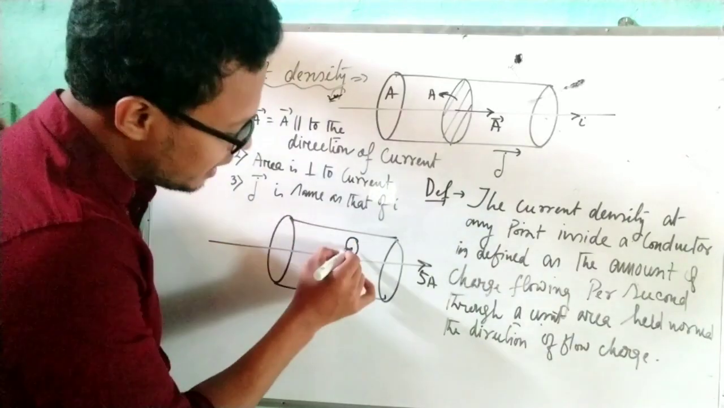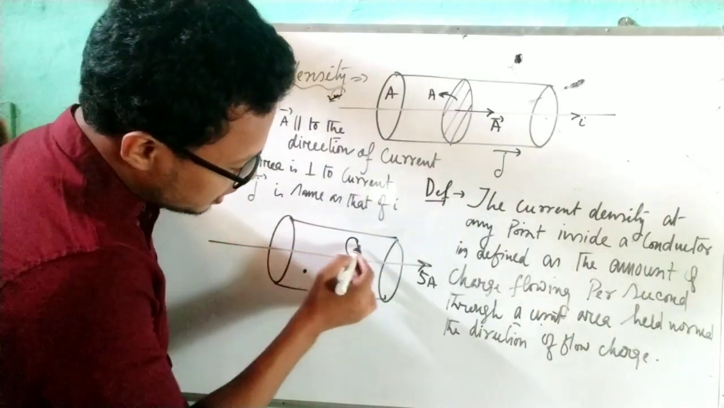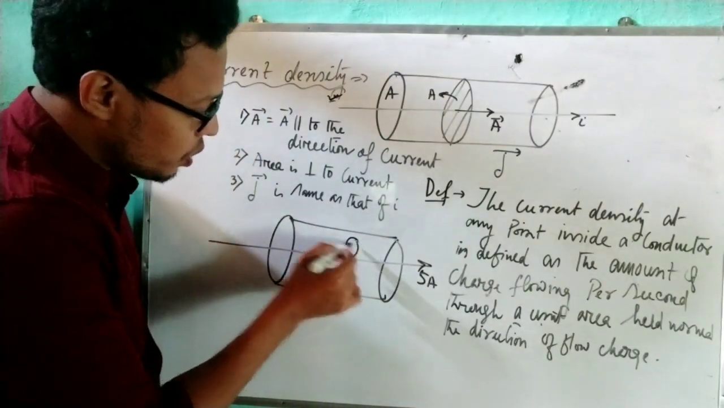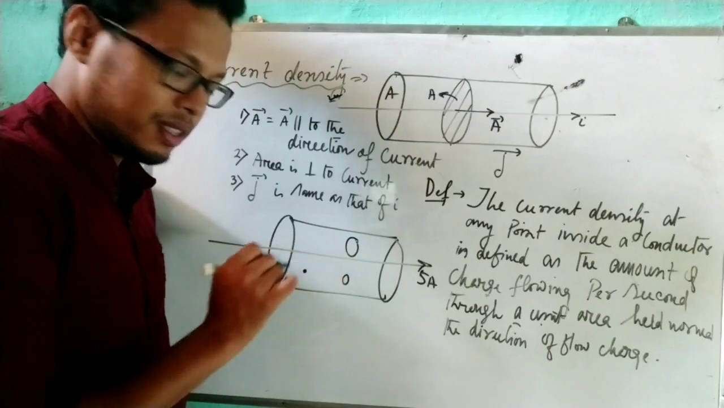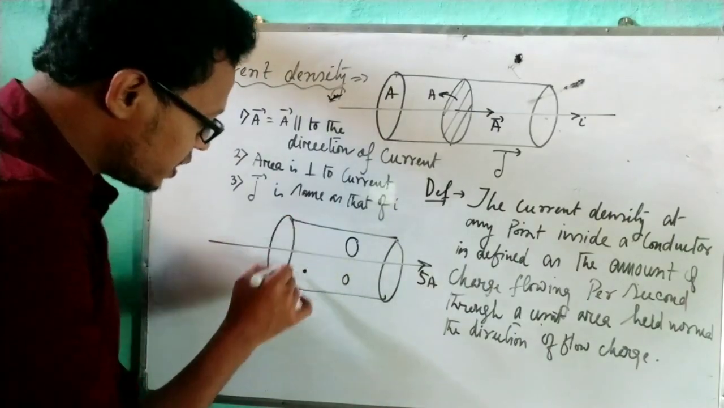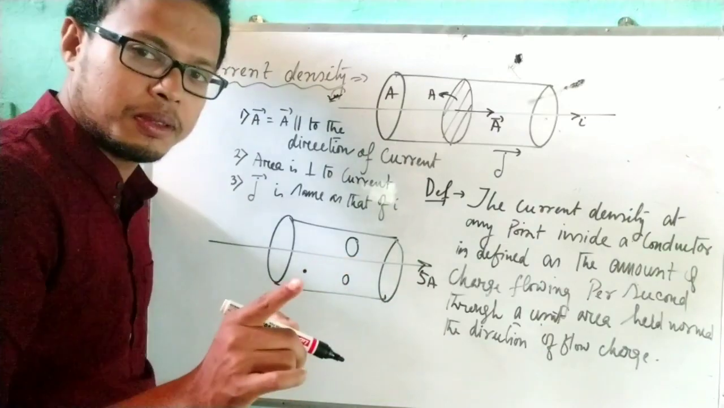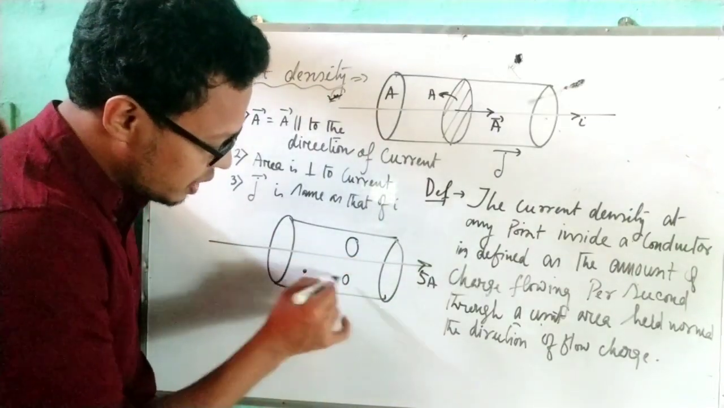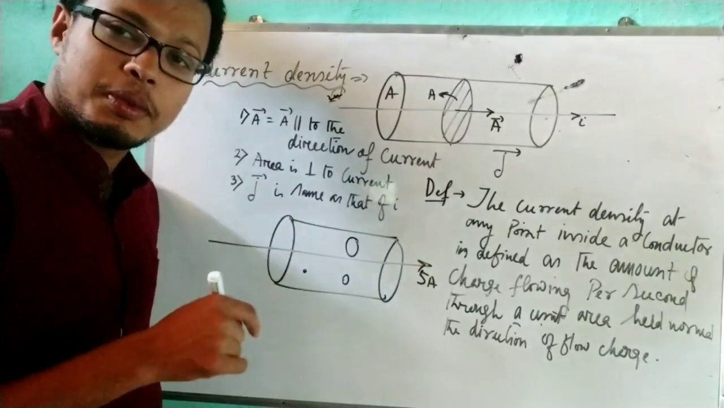Why? Because the number of charges flowing through this cross section will be more than this one, since the area of cross section is different. But if we consider the total area of cross section, then 5 ampere current is flowing. If we consider these points, the current will be different. This is the concept of current density.